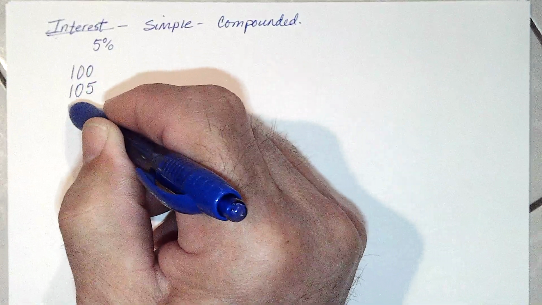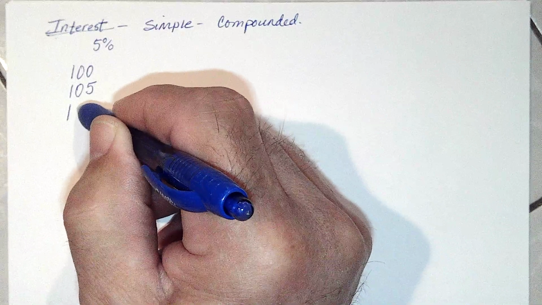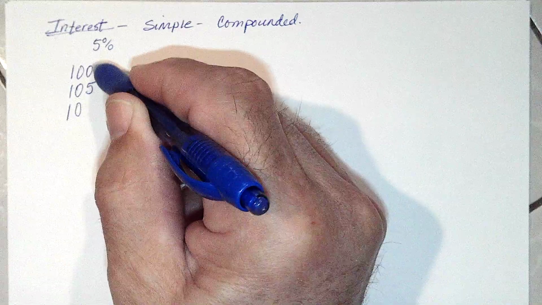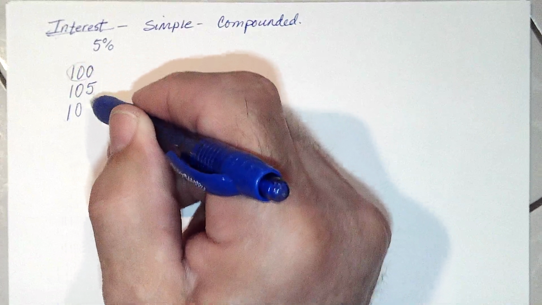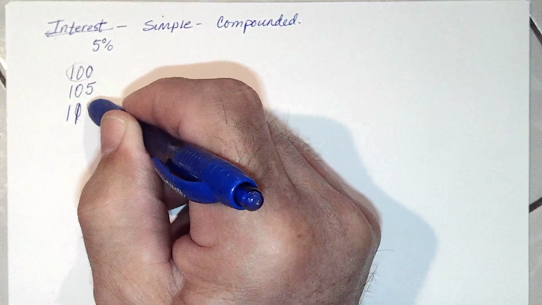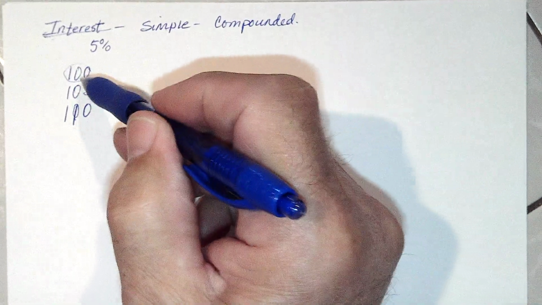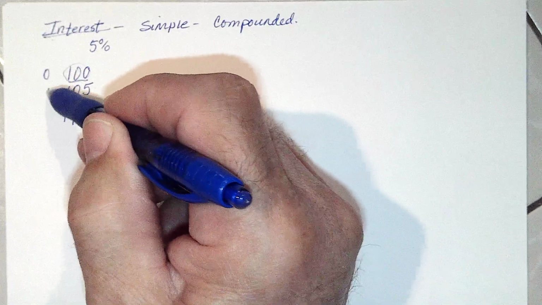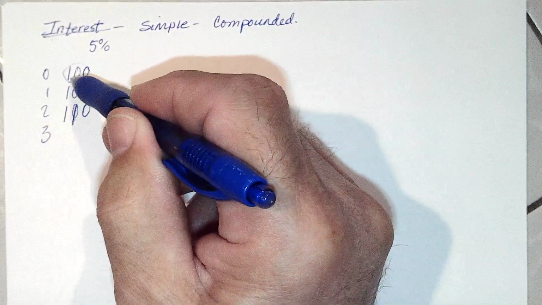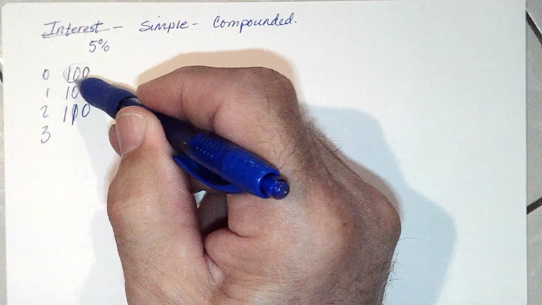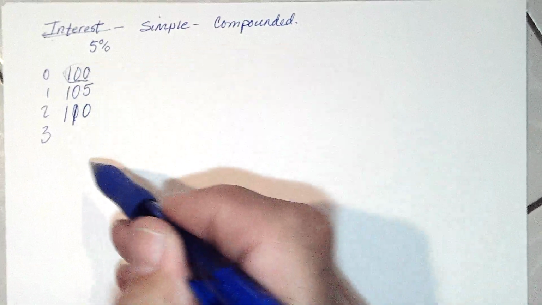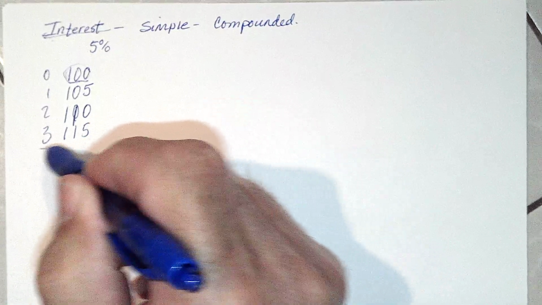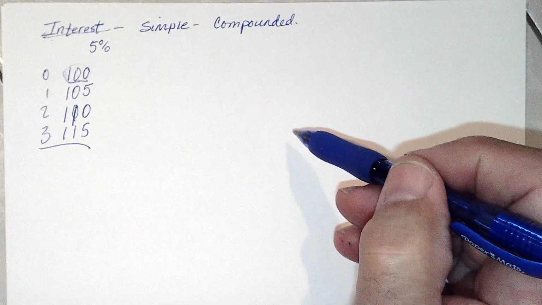The next year, I get my $100 plus 5% of the original $100, which is another $5, so I'd have $110. And if I have put in $100, after 3 years I get another 5% of my original amount, which was $100, so I get another $5, or $115 would be in the account. That's simple interest.